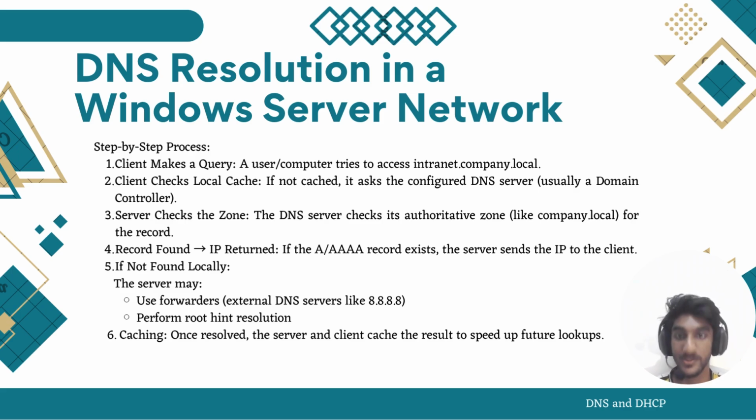Next, if the record is found, it will return the IP. If the A or quadruple A record exists, the server sends the IP to the client. If not found locally, the server may use forwarders, like an external DNS server such as 8.8.8.8, or perform root hint resolution. And then it does caching. Once resolved, the server and client cache the result to speed up future lookups.